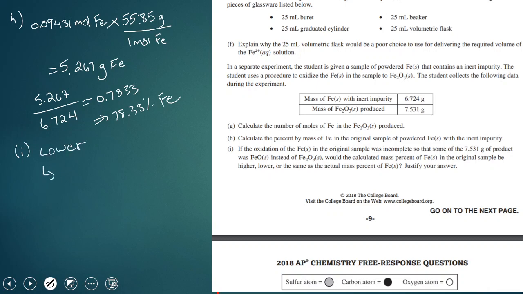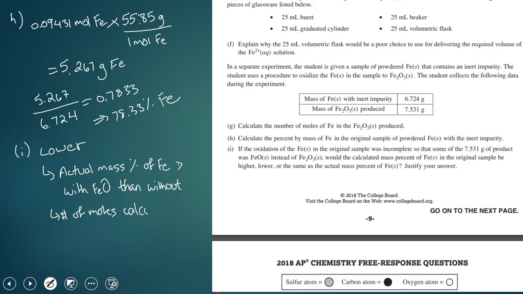As you may have known, your justification has to be the actual mass percent. So the number of moles calculated and the mass percent has to be lower. Okay, so that is the justification.